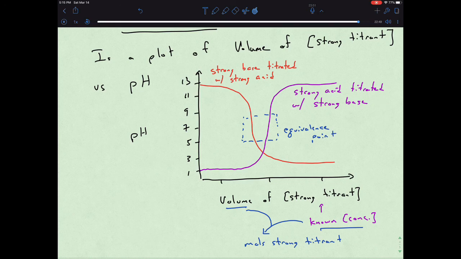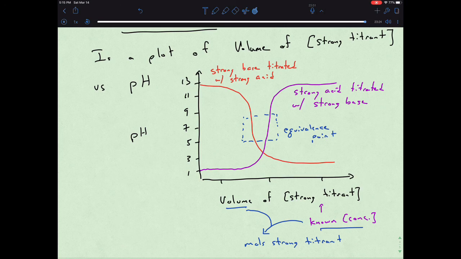And then once we're past the equivalence point, now we'll tend to have excess of the strong titrant, which will be strong acid, and that's why we have a very low pH at the end of that titration curve for the red plot. For the purple plot, we have the opposite. We're titrating a strong acid with a strong base. So in the beginning, all we have is acid, and that's why we have a very low pH. Then we have a huge increase right around the equivalence point. And then now that we are past the equivalence point, we'll have excess of the titrant, or the strong base. And now we're in that basic region.